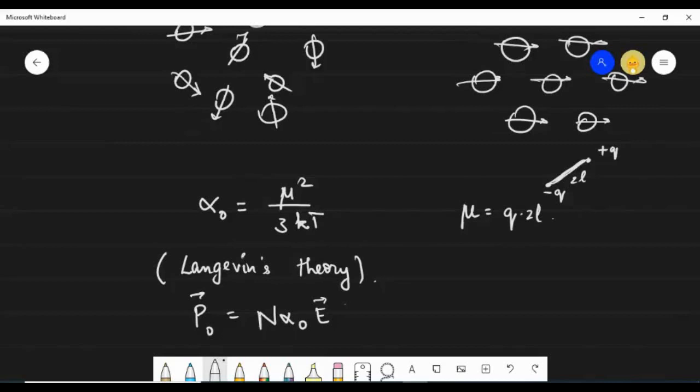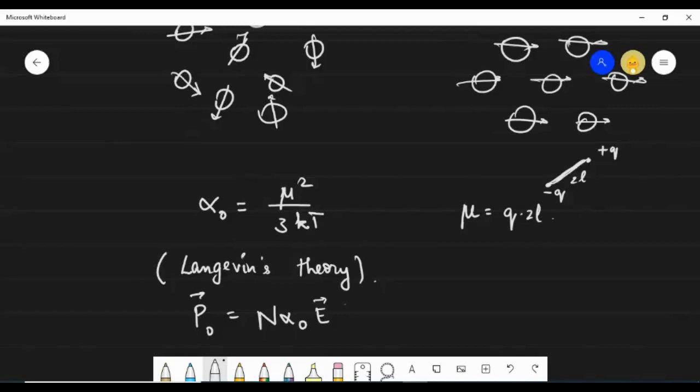Unlike the electronic and ionic polarizability, orientational polarizability depends on temperature. It occurs only in polar dielectrics. It is inversely proportional to temperature and it is directly proportional to the square of the dipole moment.